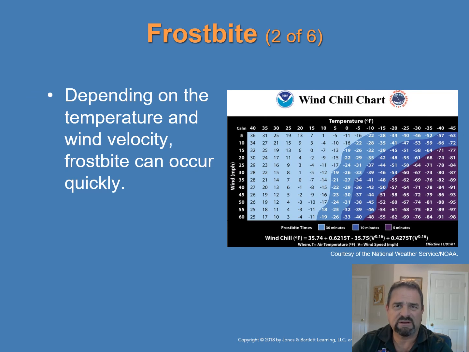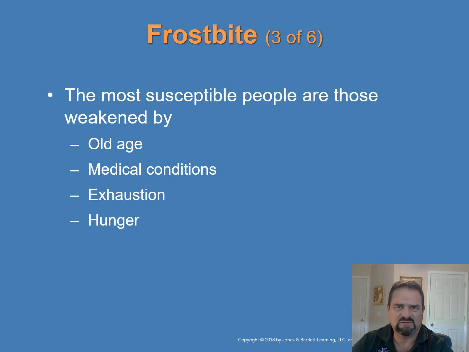All right, so depending on the temperatures and the wind velocity, frostbite can occur in a very short period. Increases in wind speed have the same effects as decreases in temperature. This particular chart is from NOAA. It's a wind chill chart on how the winds can blow and the temperature and what it actually makes the temperature feel like. All right, so frostbite. The most susceptible people are those weakened by old age, medical conditions, and exhaustion.